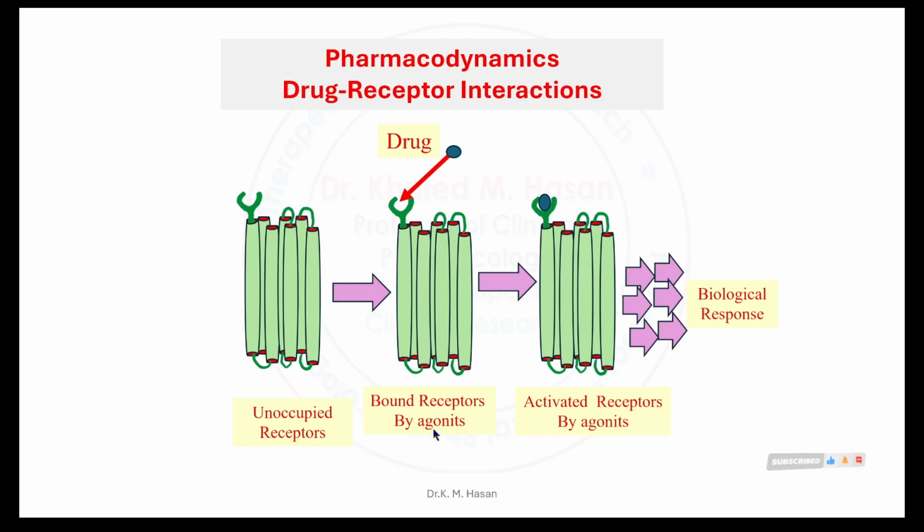If this medication stimulates the receptor, we call this medication an agonist. Now we have another concept. The drug binds to the receptor and activates the receptor. If the drug is able to activate the receptor, this leads to a receptor activated by the agonist, and this produces the biological response. So it's very important to remember: when you have a receptor bound to the drug, and the drug stimulates the receptor, the result will be a biological response.